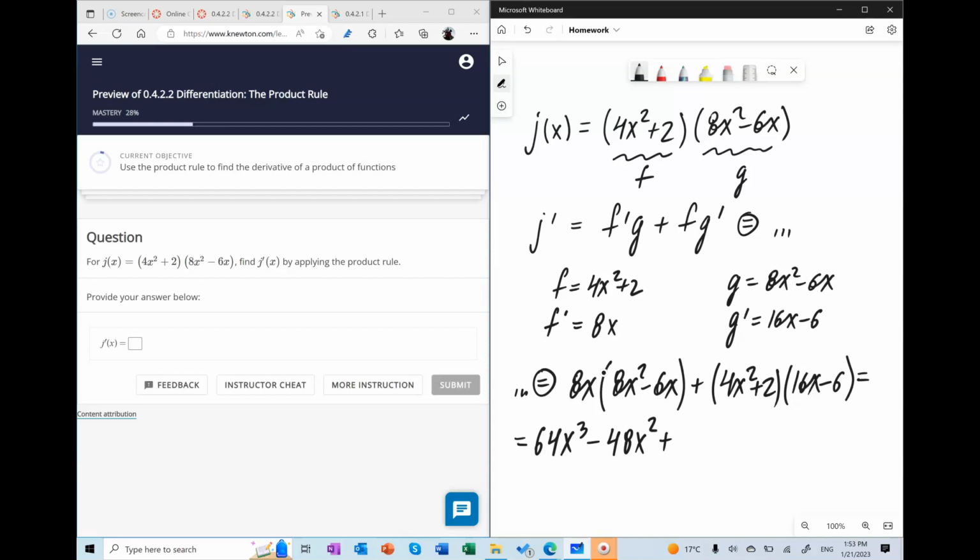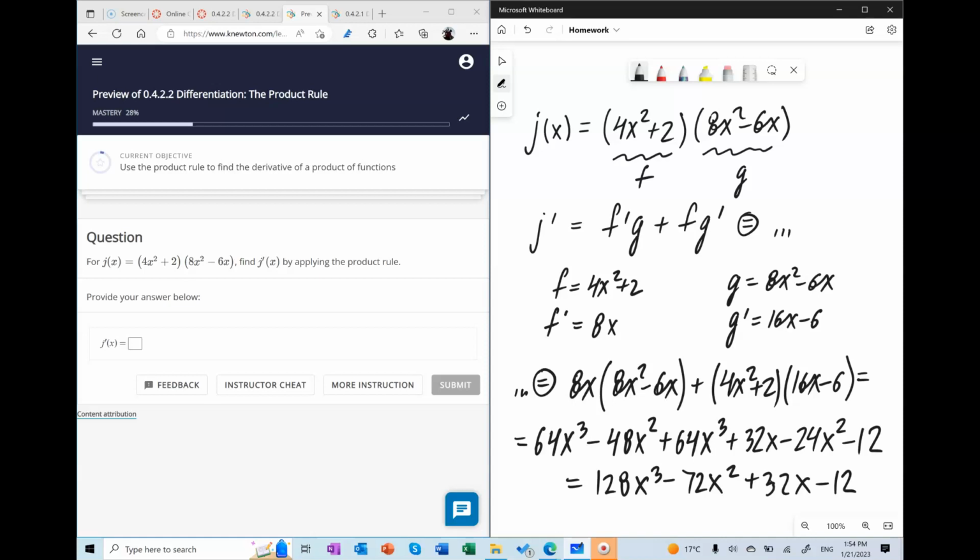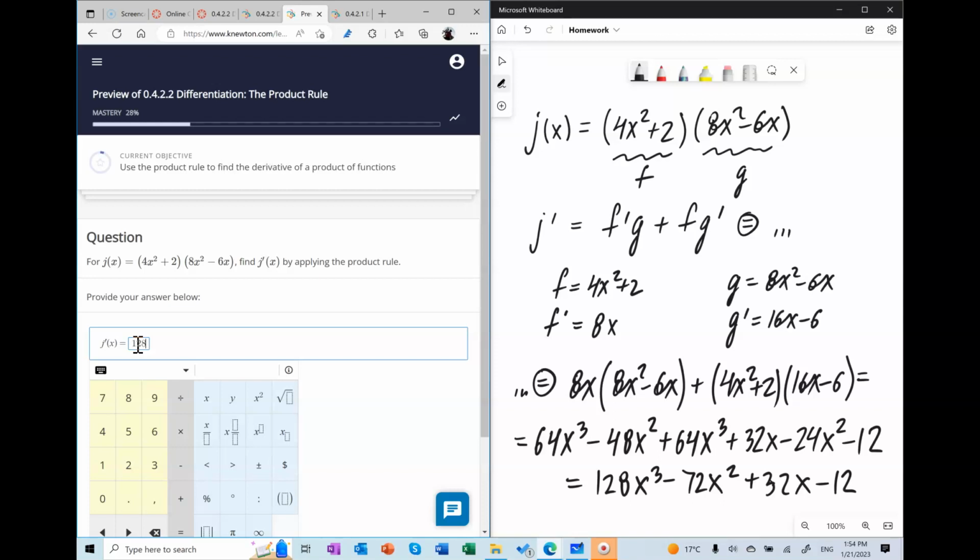64x cubed plus 32x minus 24x squared minus 12, plus 64x cubed plus 48x squared. Combining the like terms, we get 128x cubed minus 72x squared plus 32x minus 12.